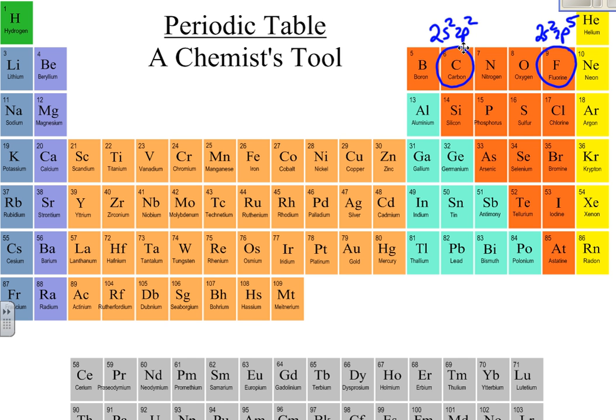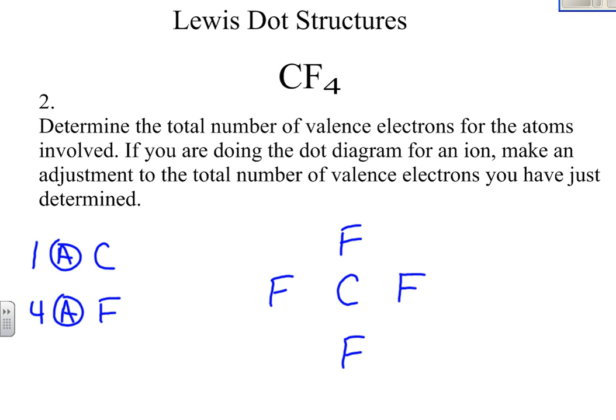So the carbon would then have 4 valence electrons. Fluorine would have 7. Back over to our structure. So we have 4 valence electrons for the carbon. Each fluorine has 7. So 4 times 7 gives us 28 valence electrons from the fluorines. So we have a total of 32 electrons that we can put into our diagram to represent how this would bond together.